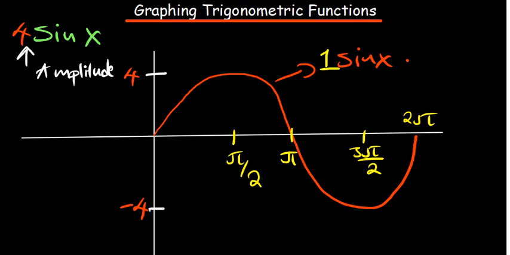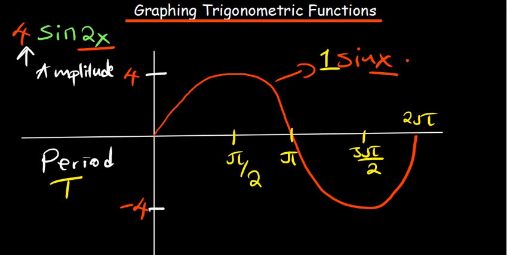What about if we change something else? Let's say we have 4 sine 2x. Now you understand that this is 2x and that is x. This takes us to a new effect, which we call the period. The period is also one of the things that affects the basic function. And how does the period affect it? It's denoted by capital letter T, and it depends on the coefficient of x.